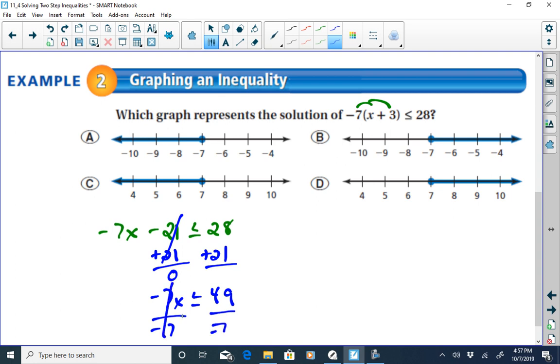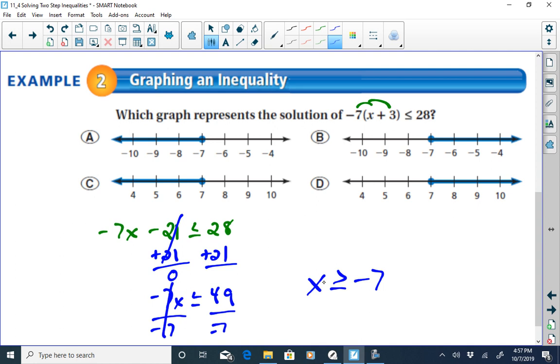On the left, they cancel. So we're left with x has to be greater than or equal to 49 divided by negative 7, which is negative 7. Notice we reversed the inequality because we divided both sides by negative 7. So x has to be greater than or equal to negative 7.